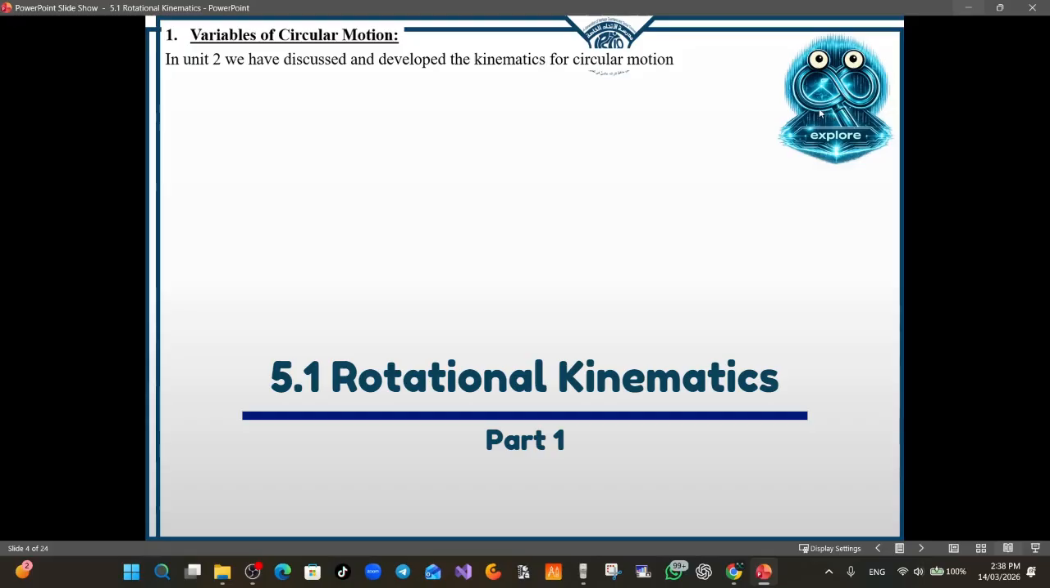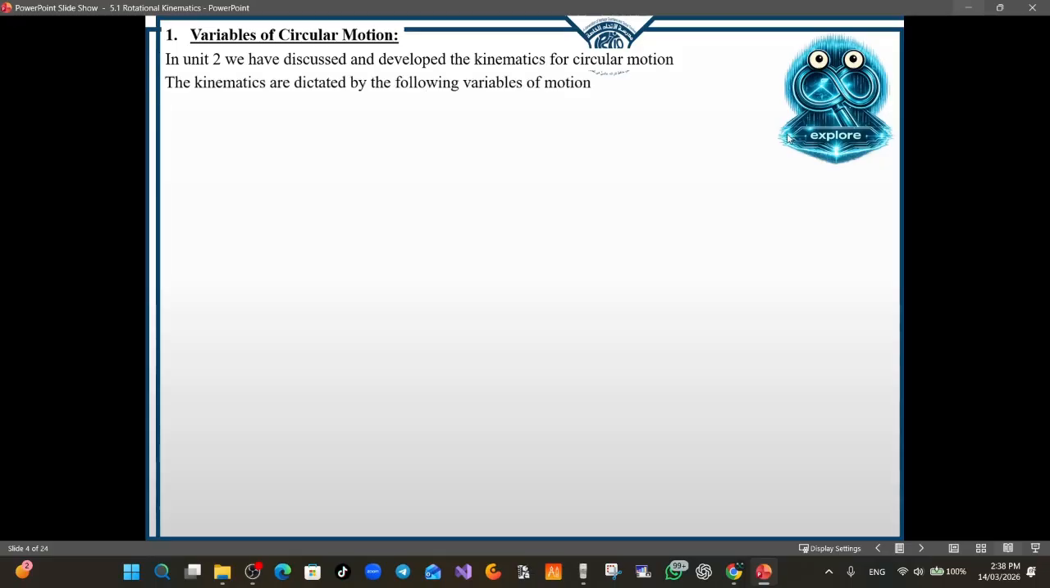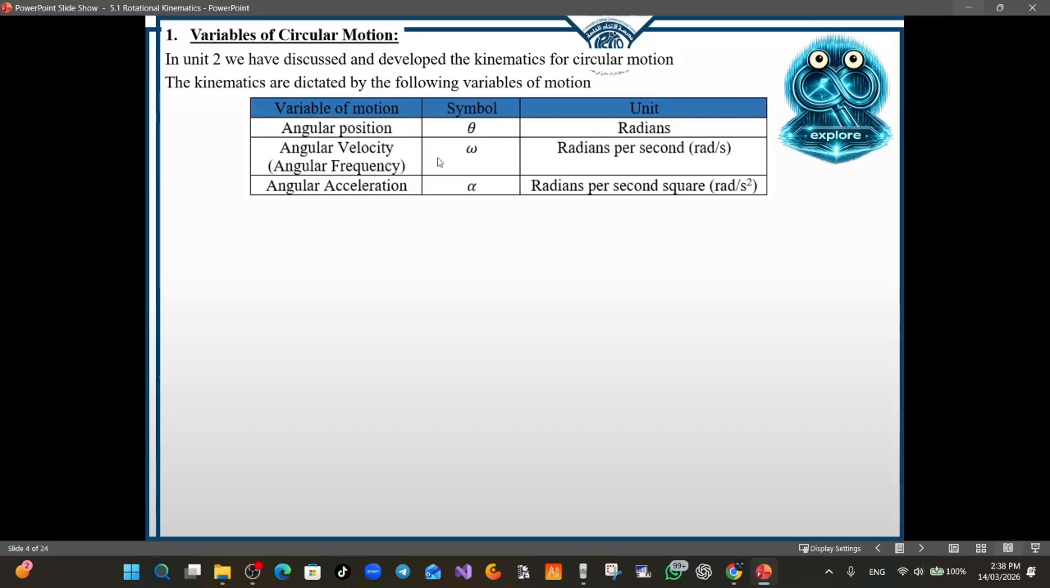Variables of circular motion. In Unit 2, we have discussed and developed the kinematics of circular motion. The kinematics are dictated by the following variables of motion. The angular position, the symbol is theta, the unit is radian. The angular velocity or angular frequency, the symbol is omega, and the unit is radian per second. The angular acceleration, the symbol is alpha, and the unit is radian per second squared.